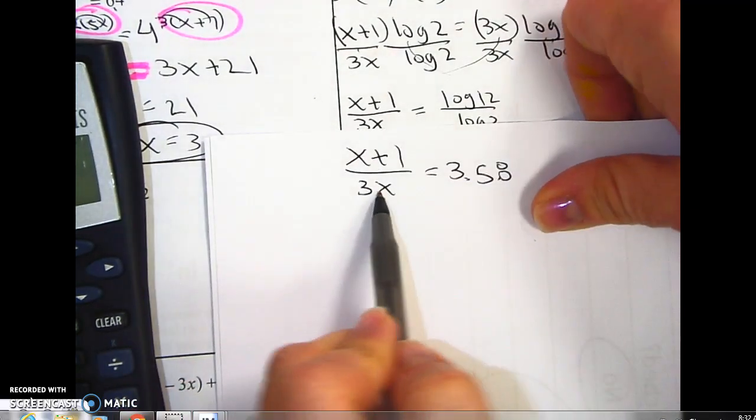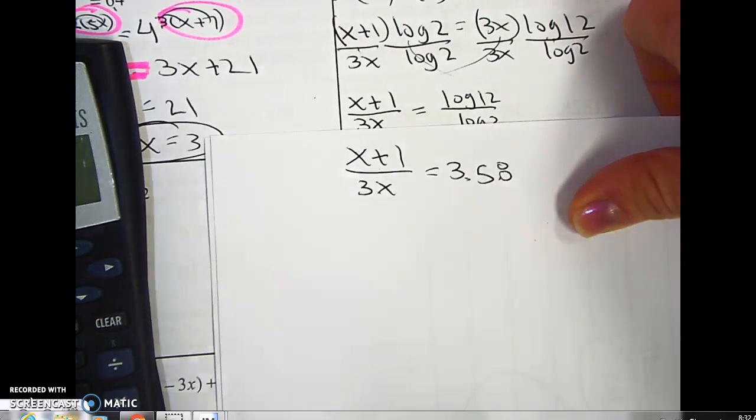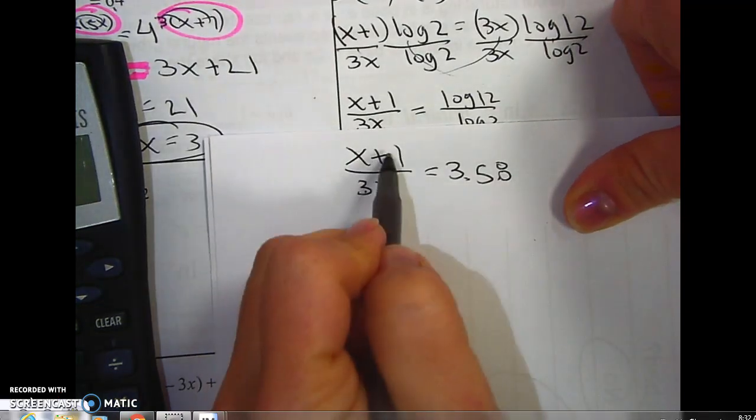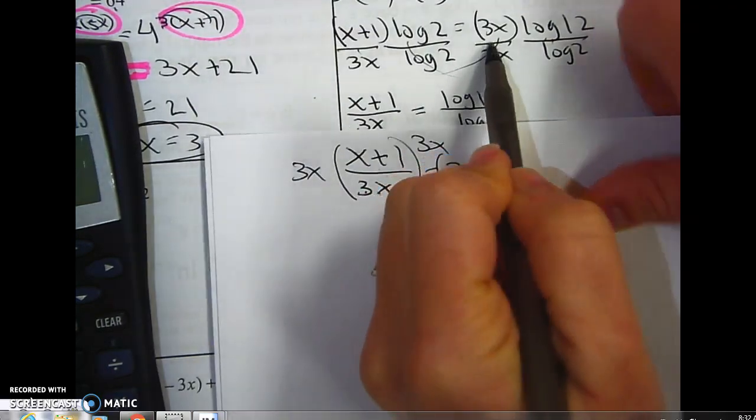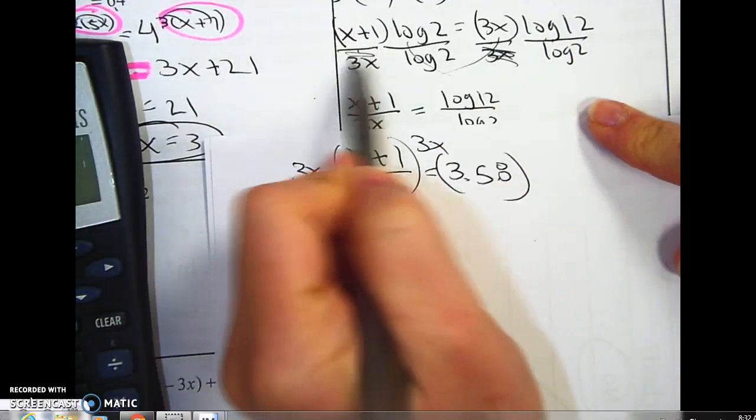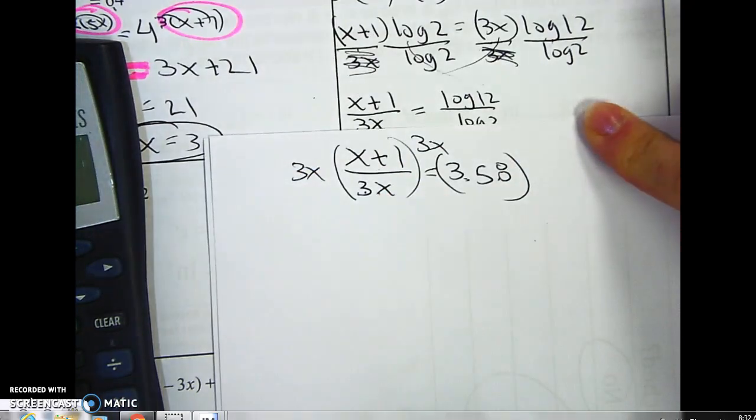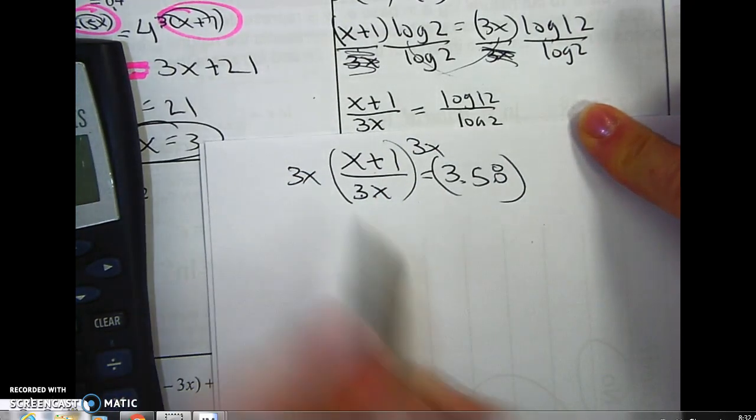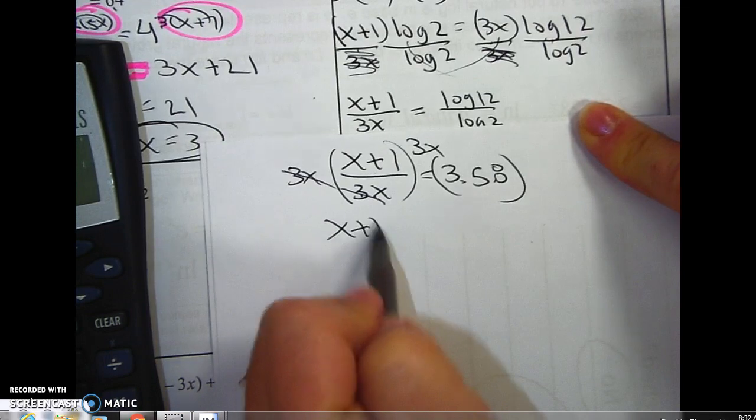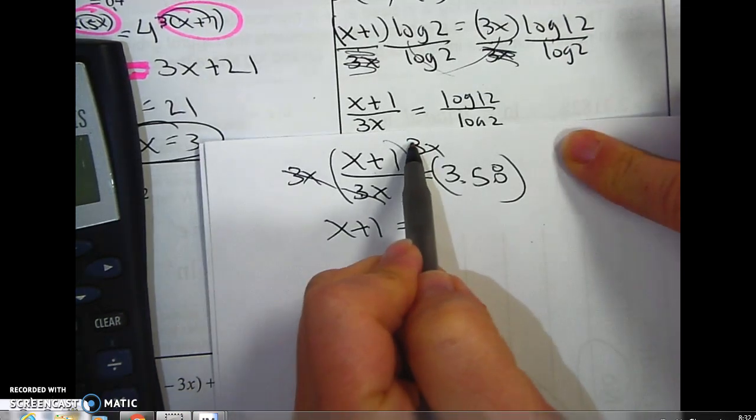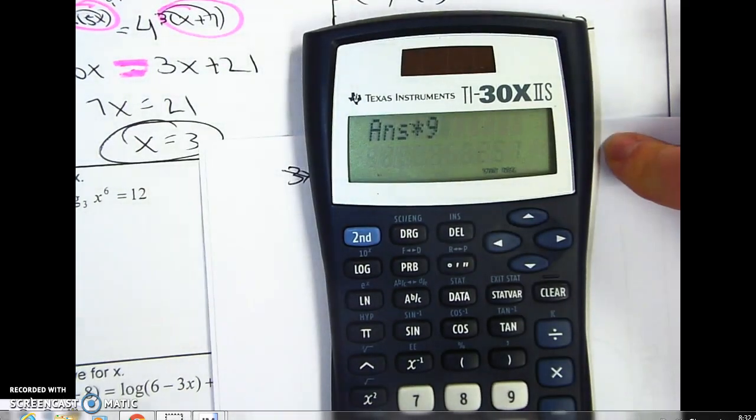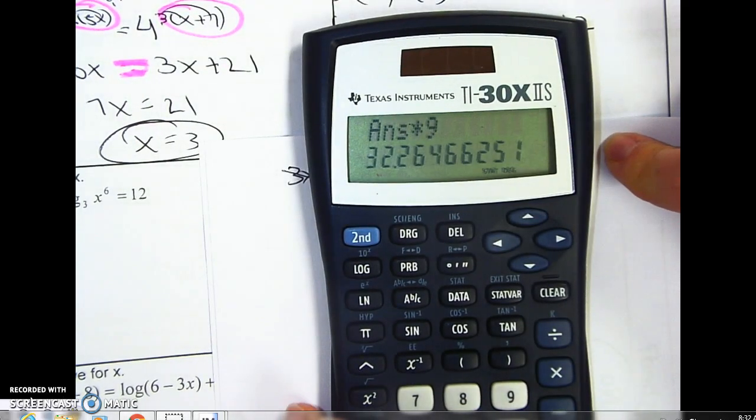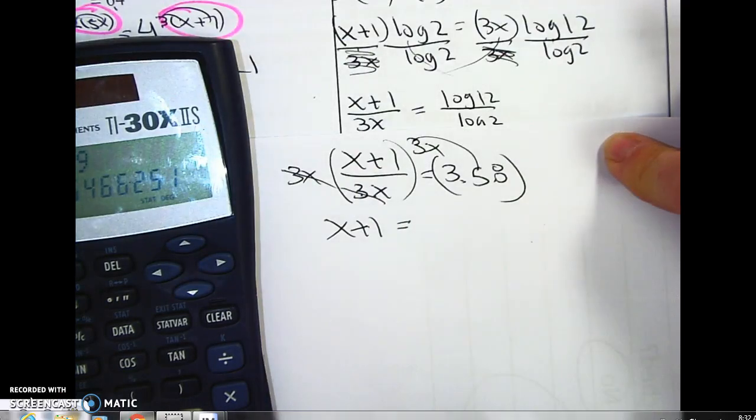Now the problem is I have 2 x's, and this will be a pain if I leave it like this. So now I'm going to take the 3x and move it back. And really what I'm seeing is maybe I shouldn't have moved it up here in the first place. So if I wouldn't have moved it in the first place, this is what I would have gotten. By doing that, I get x plus 1 equals. Now I have to distribute. So I'm going to take my 358 that's in there and multiply it by 9, and I get 3226. Wait a minute, something happened here.